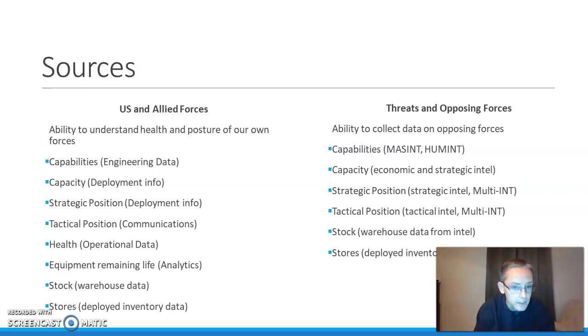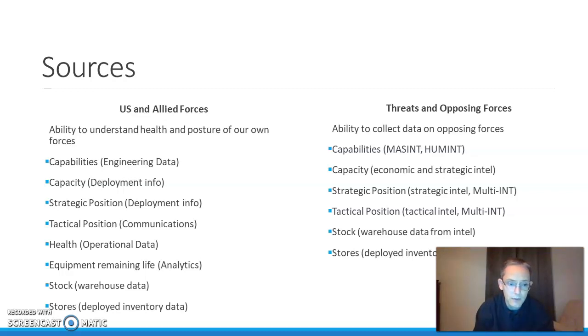So what sources do we use for those? Well, for the U.S. and allied forces, we'll have our engineering data, our deployment information, all the information that we know we can get after. We'll also be able to capture our own Blue Force communications for tactical position, our operational data for the health of our forces, both in terms of our equipment and in our materiel and our personnel.